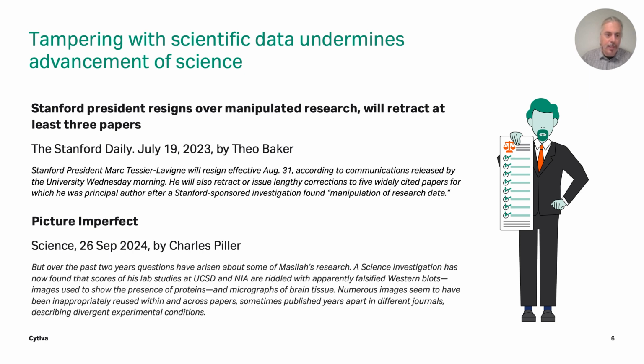And then some big cases here. You can see in this case back in 2023, the Stanford president actually resigned over manipulated research from his lab, having to retract at least three papers. I think there might be some more now being called into question and having to be retracted. And then there's another one highlighted here in Science, where the researcher, or his lab, were falsifying Western blots and images. I think there were micrographs of brain sections as well. Again, leading to retraction of published papers and a lot of the other data being called into question.